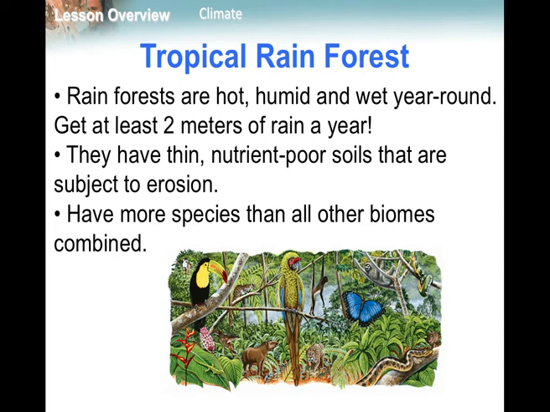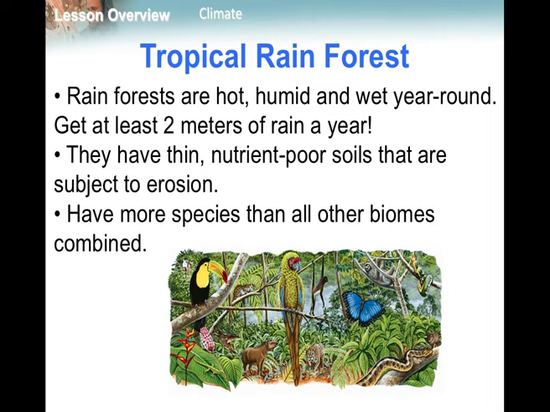They have very thin, nutrient-poor soil that is subject to erosion, which means it washes away very easily. The problem with this is that a lot of our rainforests get cut down, and the soil is so poor because there's not a lot of decay of the plants returning nutrients to the soil, that it is really hard for us to regenerate a tropical rainforest.